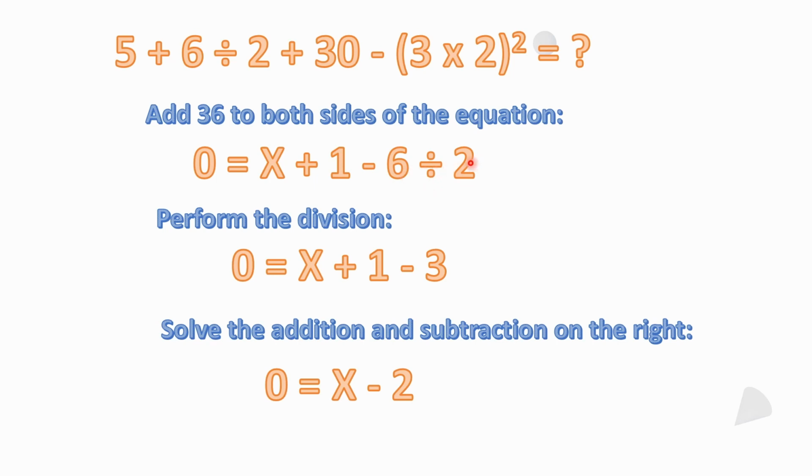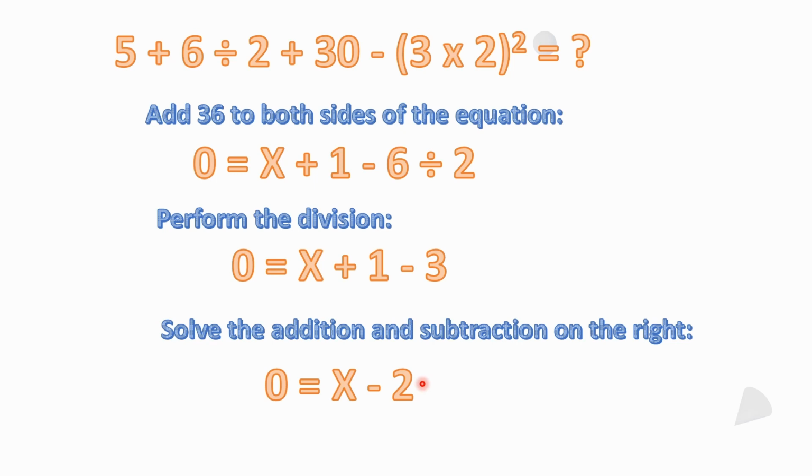6 divided by 2 is 3, so we're going to have 3 here, and you still got the minus sign, so we got to keep that. So we got 0 equals x plus 1 minus 3. Now solve the addition and subtraction on the right. What's 1 minus 3? It's minus 2. So 0 equals x minus 2.